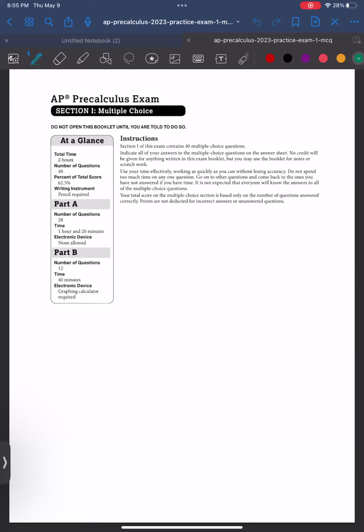Instructions. So as you can see, I started the recording now. It is 2 hours for the multiple choice portion and then 1 hour for the essay, so that's 3 hours. 40 questions total. You have 28 in the no calculator section and 12 in the calculator section. For the no calculator, you get an hour and 20 minutes. And for the calculator, you only have 40 minutes. But again, it's only 12 questions and it's calculator.